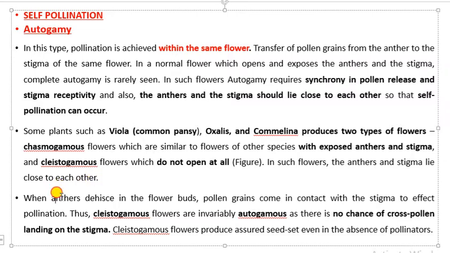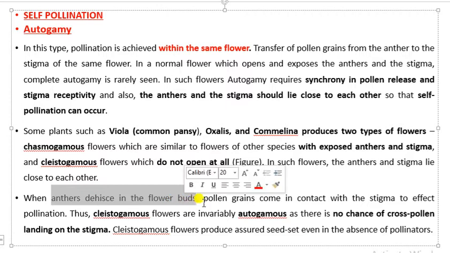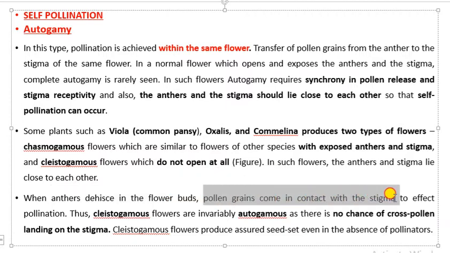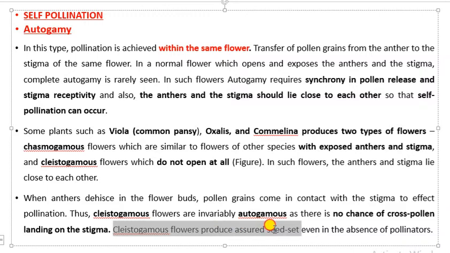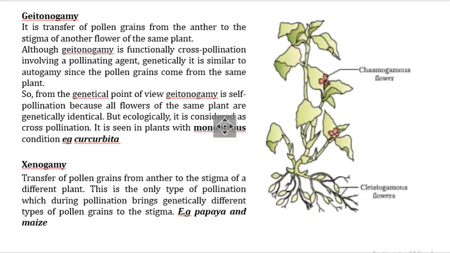So when the anther dehisces in the flower buds, pollen grains directly come in contact with the stigma and pollination takes place. As a result, cleistogamous flowers are always autogamous and there is no chance of cross-pollination. Cleistogamous flowers produce an assured seed set even in the absence of pollinators. So even without any kind of pollinator, pollination will still take place in cleistogamous flowers.